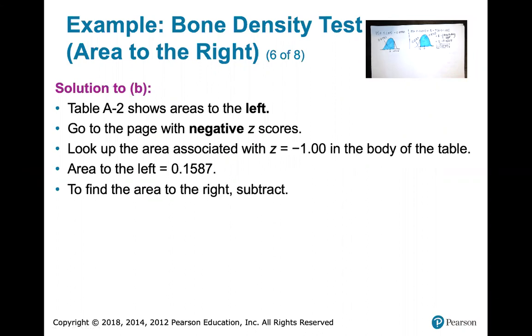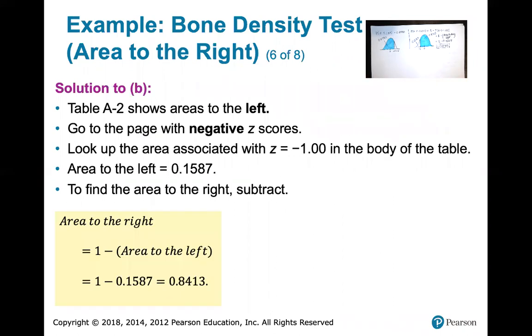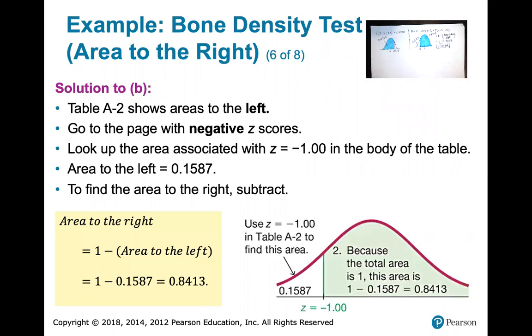And then, if you want the area to the right, subtract. Area to the right is 1 minus area to the left, which is that 0.8413, which means 84.13% of test scores, bone density test scores, are considered normal. And that's a graphic for that.